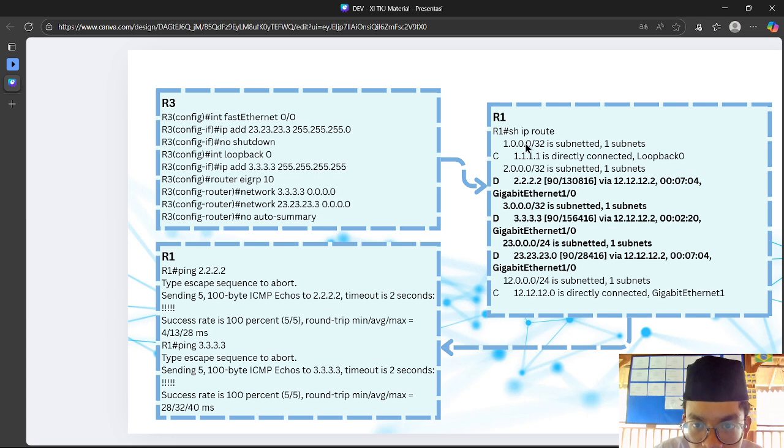Then in router 1 again, we check it with show ip route, and then there is the network 2.2.2.2 in router 1. There is 2.2.2.2 and then 3.0.0.0, 33 and then 23.23.23. There are three new networks in router 1, which means router 1 can ping to router 2, network 2.2.2.2.